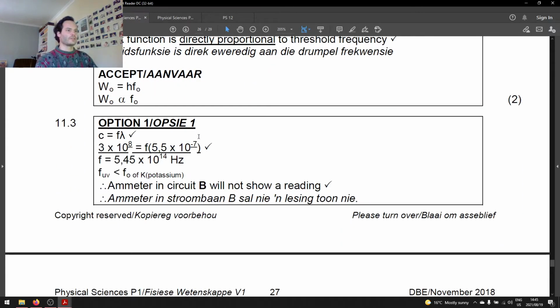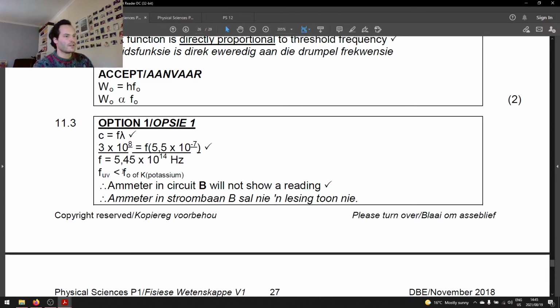This is 11.3. We're just looking at option 1. We say here the speed of light is the product of the frequency and the wavelength. I know what the speed of light is. It's 3 times 10 to the power of 8. I say that's equal to f times lambda. That's my wavelength. And then I find that my frequency of the ultraviolet light is 5,45 times 10 to the power of 14 hertz.